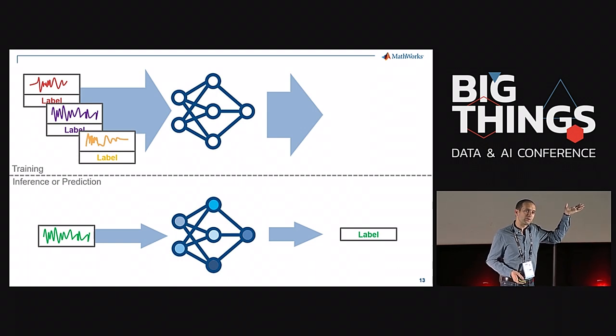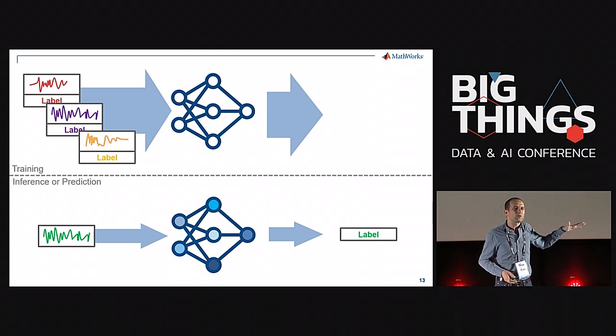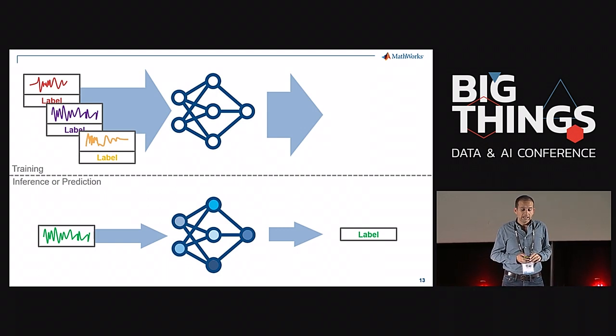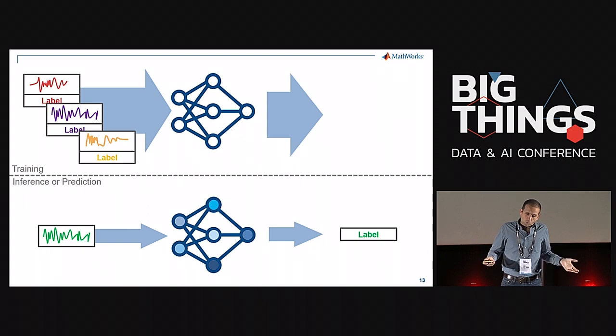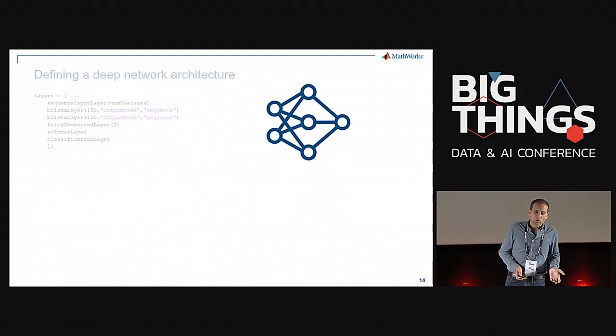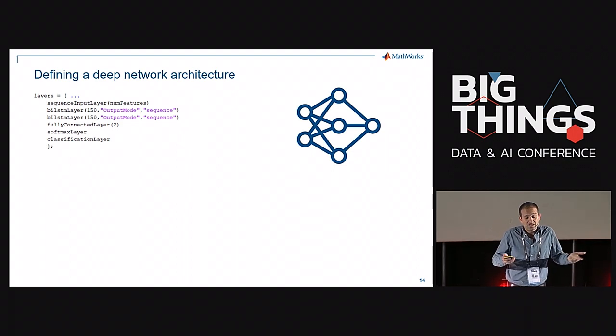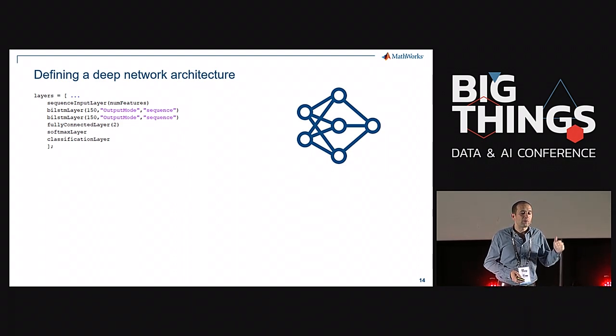The first phase, we call it training. The second, we might call it prediction or inference. They're pretty much equivalent terms. So when you think about networks, one way to think about them these days, especially, is about thinking about layers.